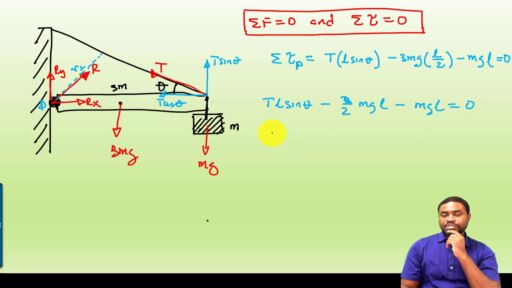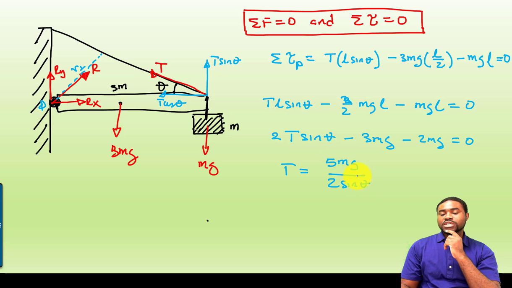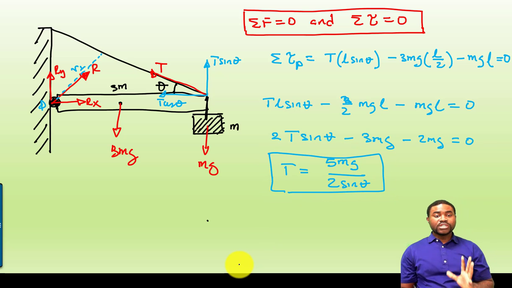Multiplying both sides by 2, you will have 2T sine theta minus 3mg minus 2mg all equal to 0. Therefore, T will be equal to 5mg divided by 2 sine theta. This is the expression for the tension in the string.